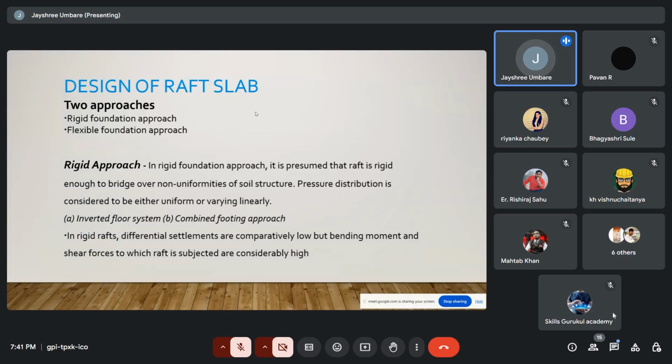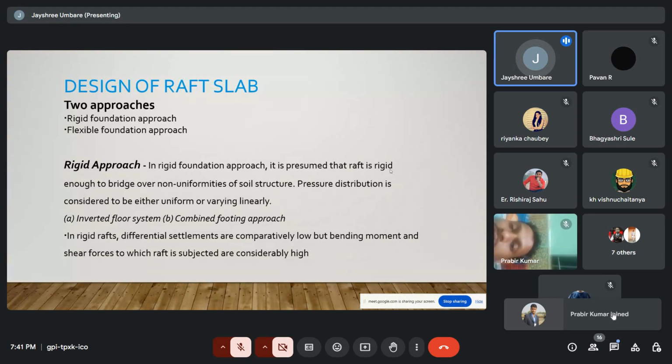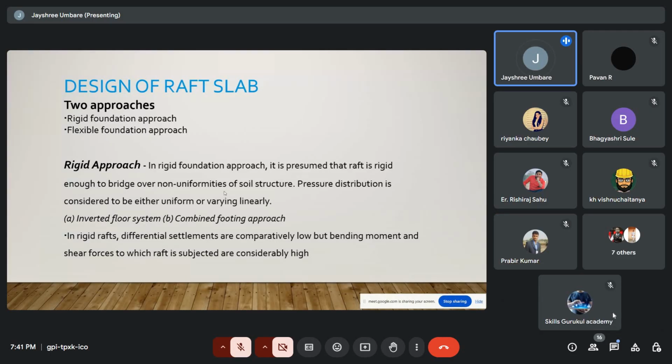How to design the raft slab? There are two approaches: rigid foundation approach and flexible foundation approach. In the rigid foundation approach, it is presumed that the raft is rigid. Raft is rigid enough to bridge over the non-uniformities of the soil structure. Pressure distribution is considered to be either uniform or varying linearly. Means it has a linearly varying pressure. It has two types: inverted floor system and combined footing approach.